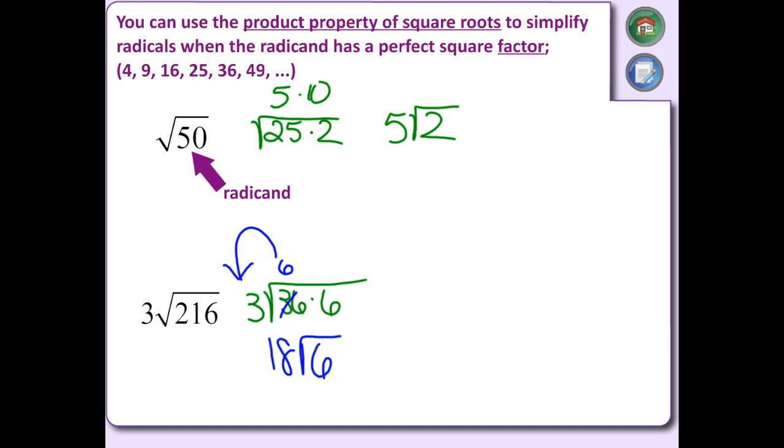Okay, so if there's a number out in front of our radical, when we pull out our perfect square, the square root of our perfect square, we got to multiply it by the number that's out in front. Let's try a few more and see what happens.